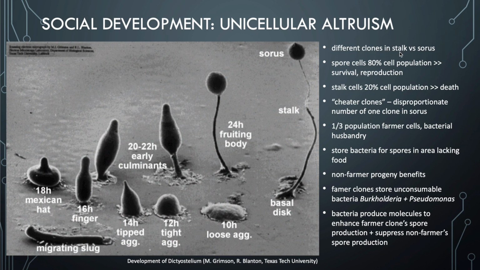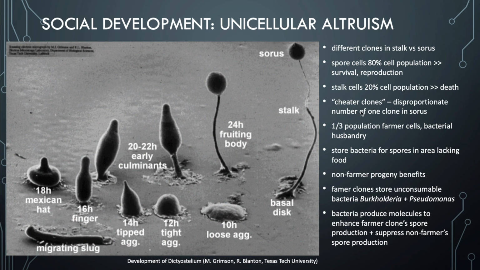And there is a difference between clones that end up in the stalk and those that end up in the sorus. And remember that in the stalk, the cells are actually sacrificed. They will die. So about 80% of the cell population will end up in the sorus and will actually survive to reproduction. And then 20% of the population of cells end up in the stalk cells, and that means imminent death. And there are actually cheetah clones.